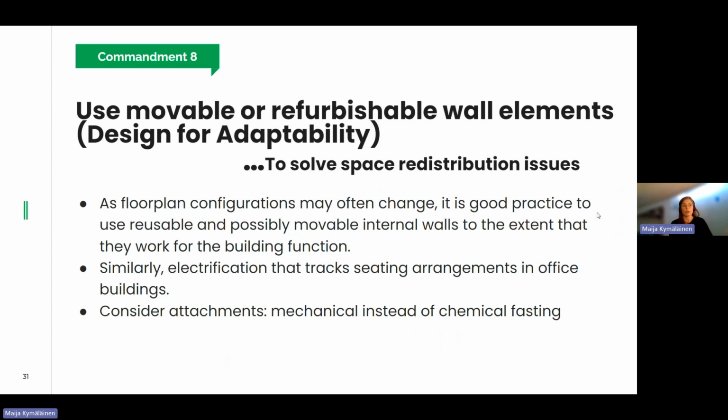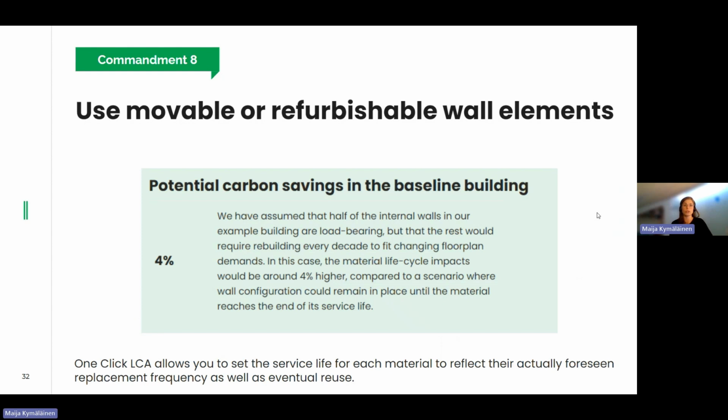And also very important is to consider attachments. So they should be mechanical instead of chemical, so it's easy to take apart. So it's also this design for deconstruction that works simultaneously. These kinds of design principles are very important for reconsidering the multifunctionality of the building. And here we used these refurbishable wall elements and received a reduction of 4% to the carbon footprint.